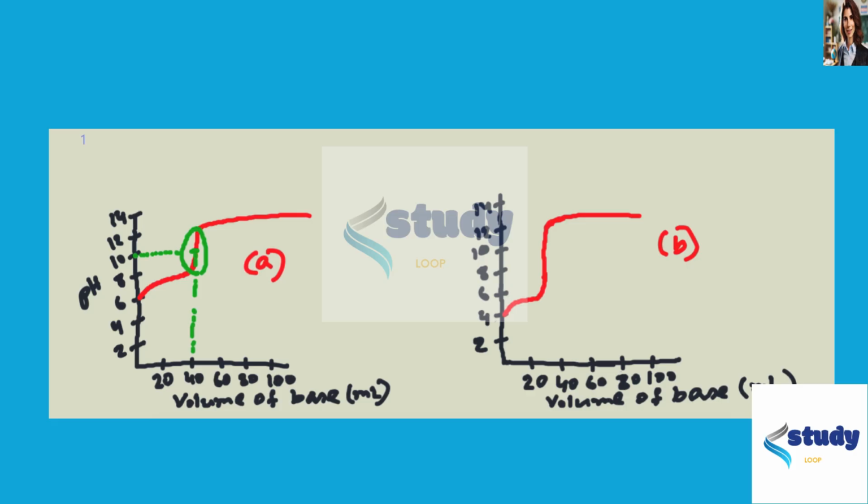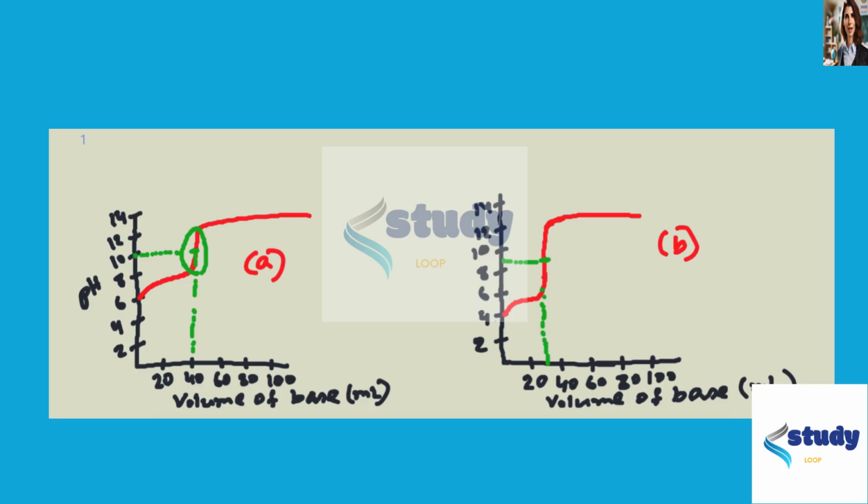But in case of this graph B, we can see that if we draw the half equivalence point halfway through this, we will see that this will be somewhere here. So from the pH axis, we'll have a value of around 8 and 10, and the volume of the base added at equivalence point will be around 30.